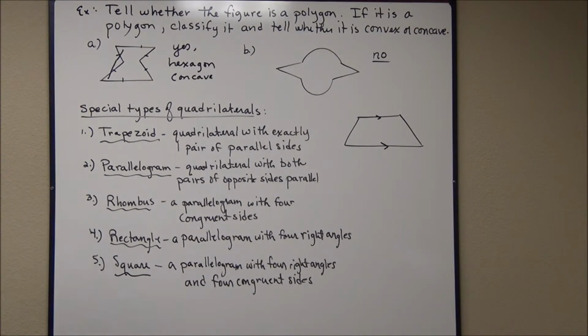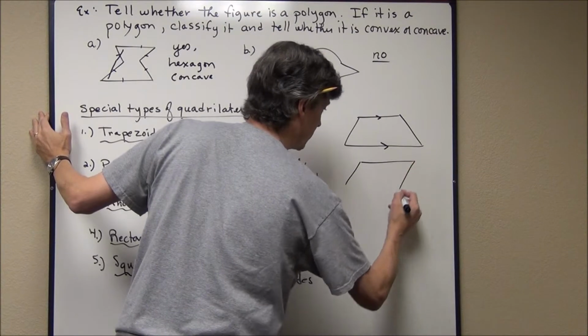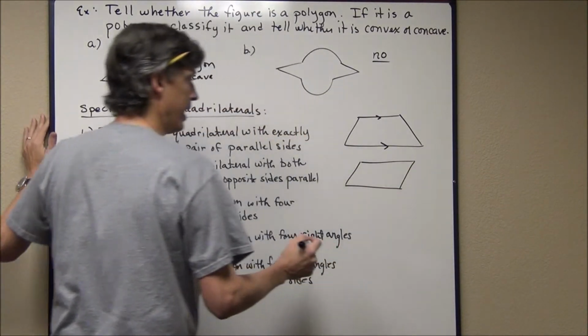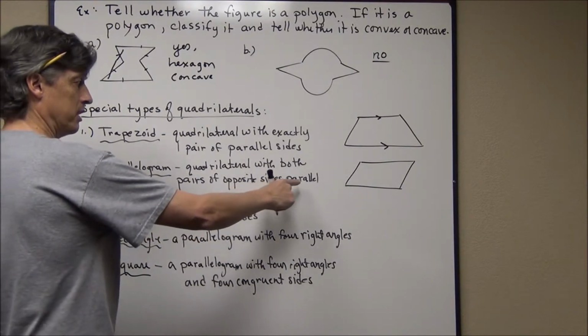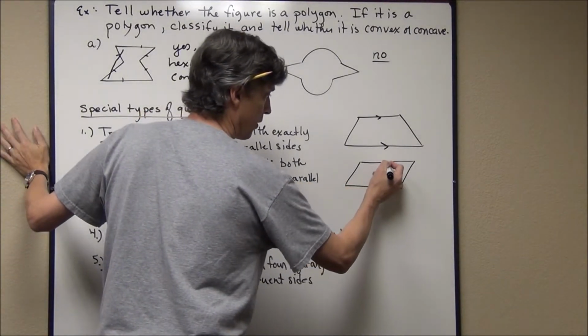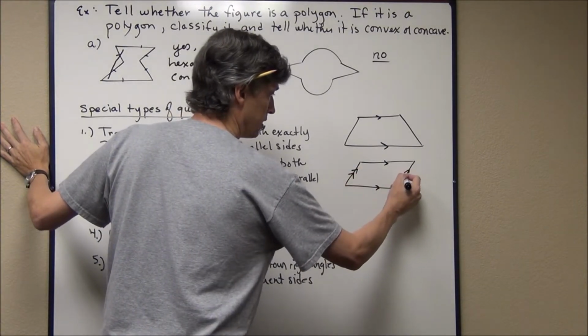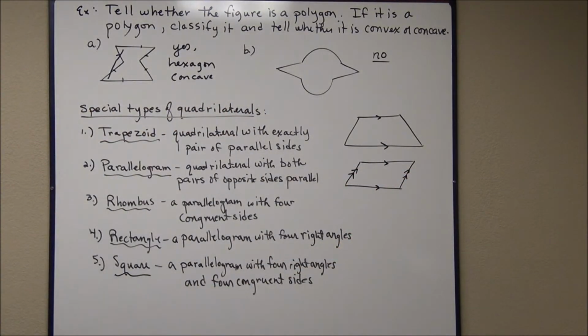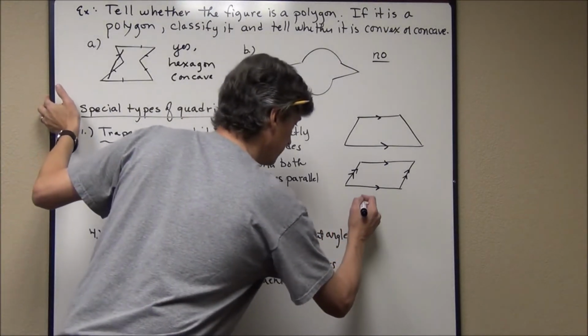A parallelogram, very important, looks kind of like a rectangle that's tipped over a little bit. It has 4 sides. It's a quadrilateral with both pairs of opposite sides parallel. Now, I didn't draw this very well, but this is parallel to this, and this is parallel to this. That would be an example of a parallelogram. All sorts of properties about parallelograms you'll study in geometry. A rhombus is a very special type of parallelogram. It has 4 congruent sides.